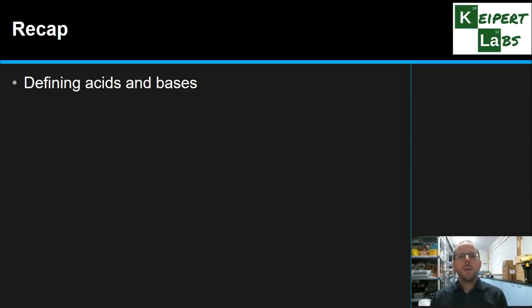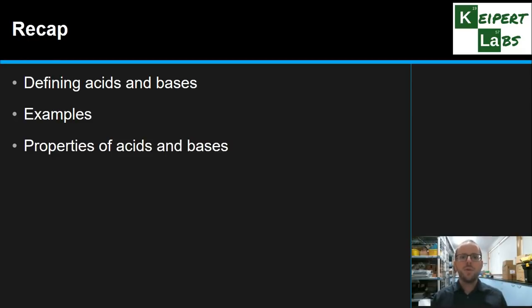So we defined what we mean by an acid and a base. Acids produce hydronium ions, bases produce hydroxide ions. We looked at some everyday and lab examples of both acids and bases, and we've gone through some of the properties that both acids and bases tend to have.